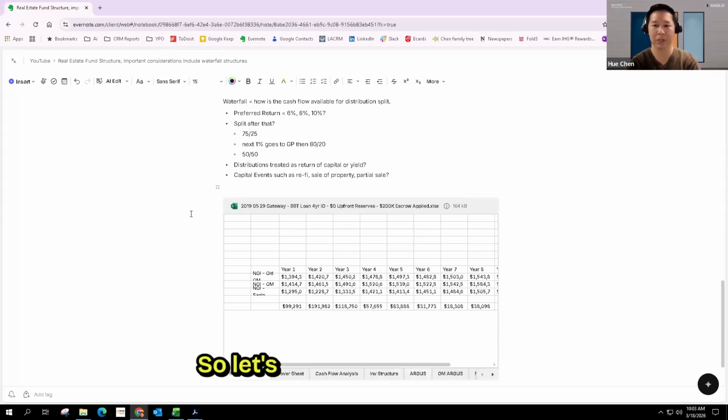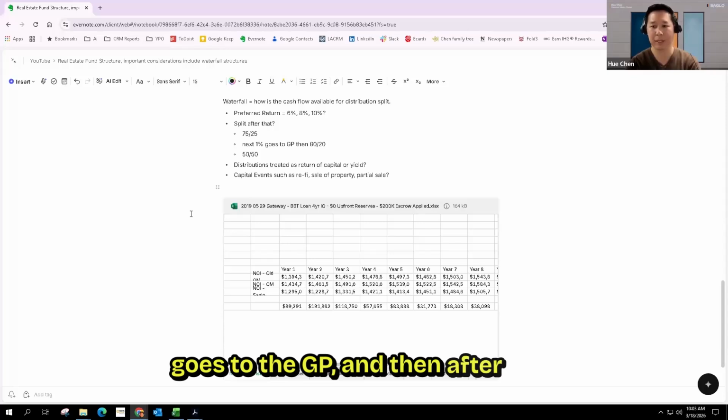the split. So let's just say the preferred return is 8. Once you hit 8, between 8% and 9%, all of that goes to the GP. And then after that, there's a split.